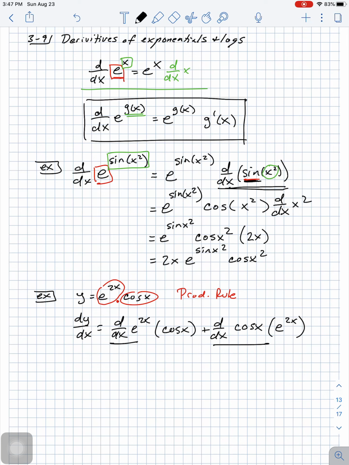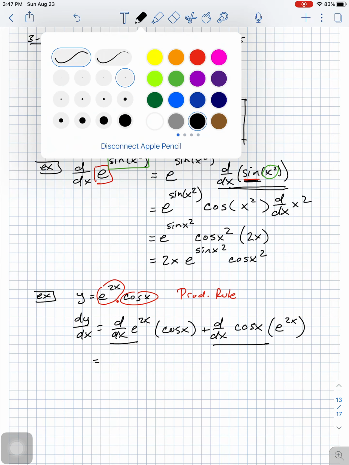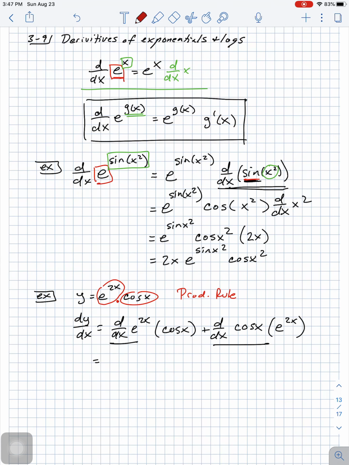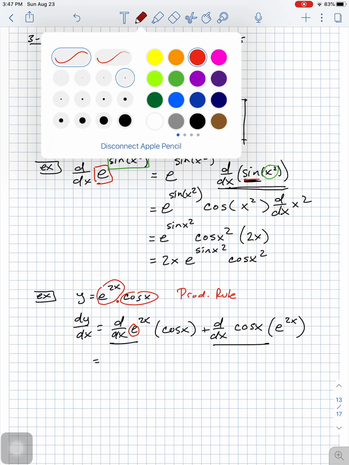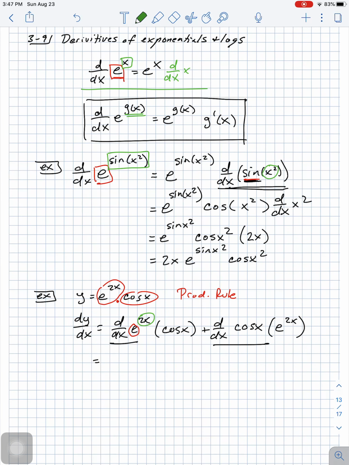Okay, now let's take a look at these two little derivative parts and do those. The derivative of e to the 2x, everything's a chain rule. Outside function is e, inside function is 2x. So the derivative of the outside function is e, evaluated at the inside function, times the derivative of the inside function, times the cosine of x. Okay, the derivative of cosine is negative sine.